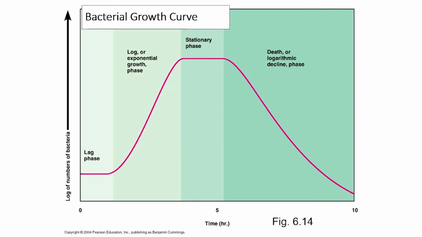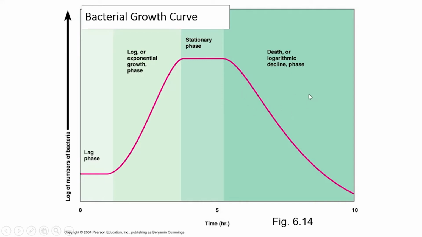So they hit this thing called a stationary phase, where they're dying as quickly as they're replicating. Eventually, given enough time, they will hit a logarithmic death phase, where they will start slowly dying off because they're not going to be able to have enough resources to survive. If you notice, the astute observer would notice that this phase and this phase, this one's much longer.